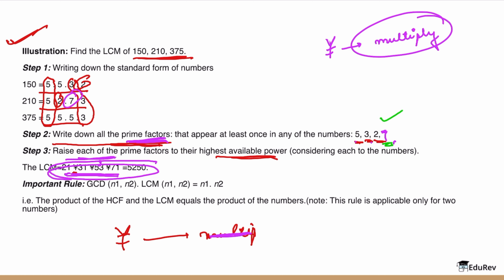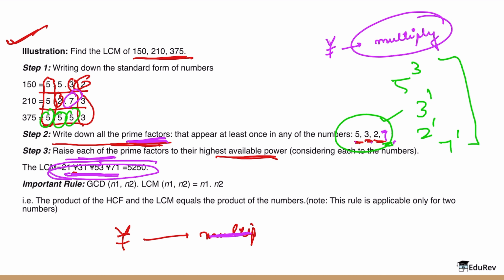Okay, so 7 came. Now what I need to do is find the highest power of these. 5 came the highest number of times, how many times? 3 times, because you can see here 1, 2 and 3. So 5 to the power 3. Then 3 came at most one time, so 3 to the power 1. 2 also came at most 1 time and 7 also 1. So 2 to the power 1 and 7 to the power 1.